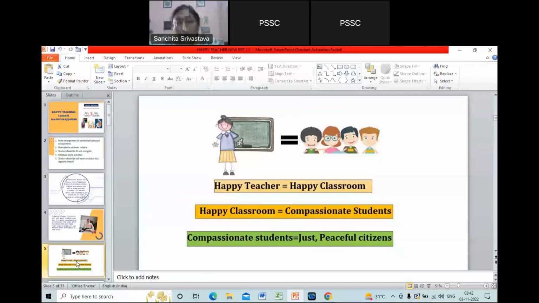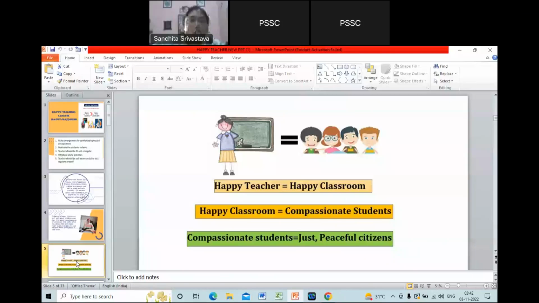Today, if you are dealing with the happy children, you are preparing tomorrow's peaceful and compassionate citizen. You will have less of crime. You will have less of things like that. So that is very, very important. And this slide is very, very important. If you want, you can take a screenshot of this.